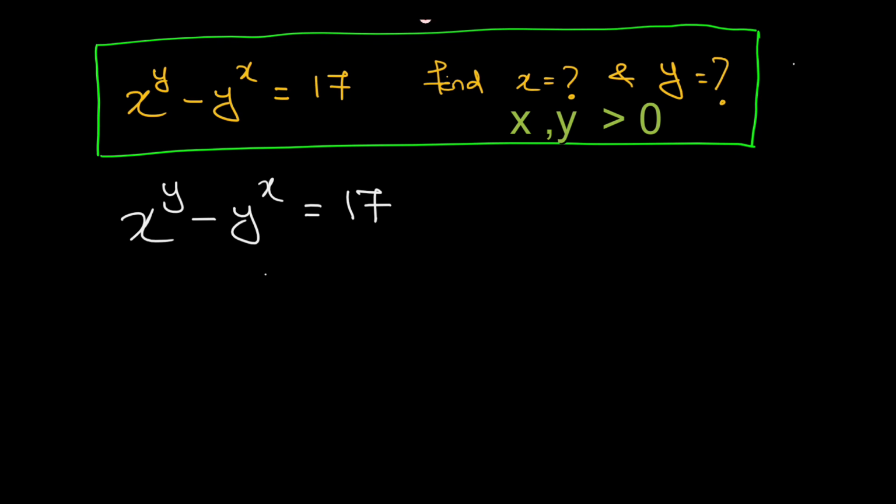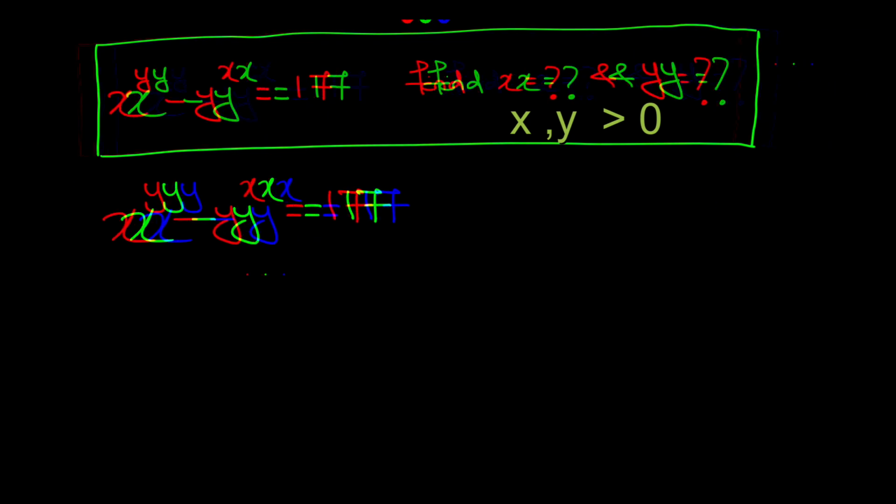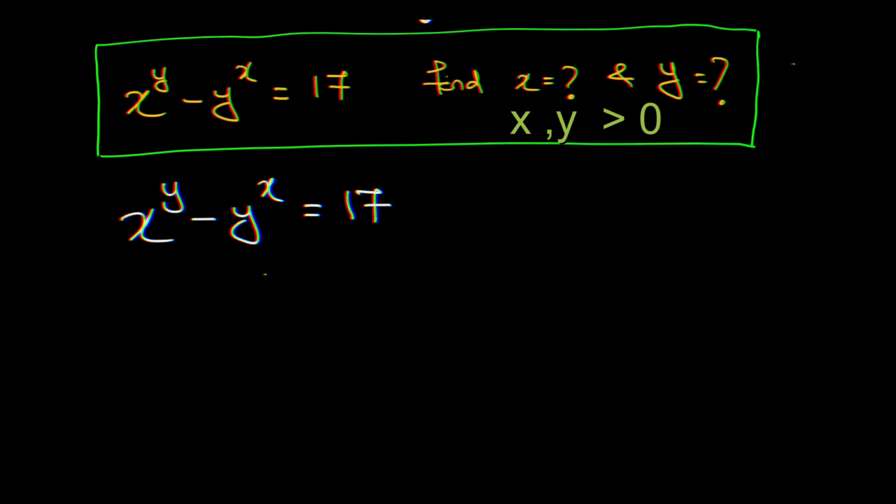Today we are going to solve a very interesting math Olympiad question, that is x to the power y minus y to the power x is equal to 17. Find the value of x and y.